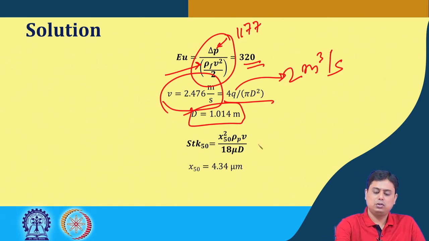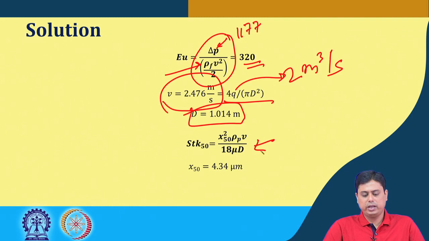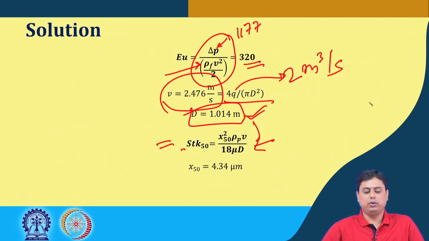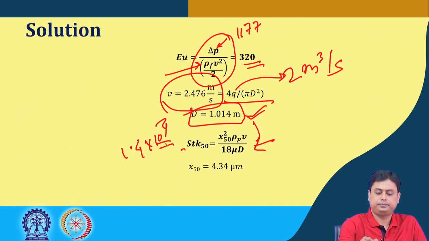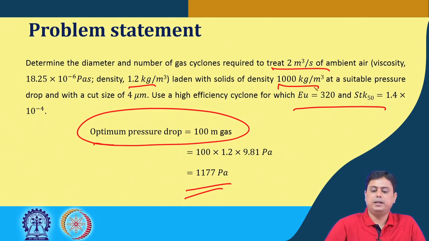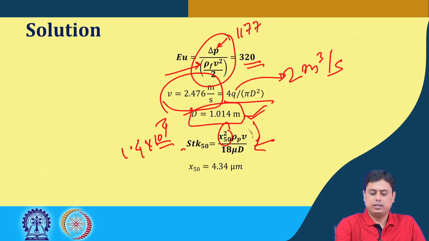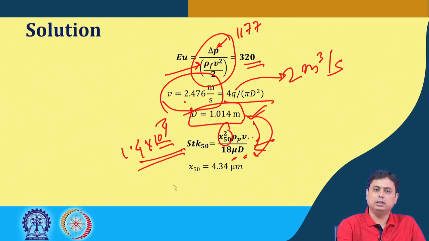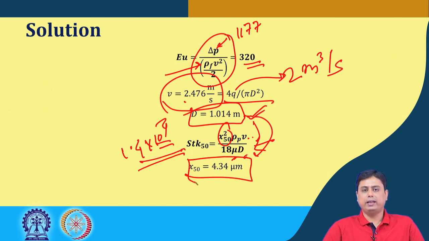Now, if we put that into the Stokes number definition, we can check what our cut size would be with this diameter. With this definition, where the Stokes number for that system is 1.4 into 10 to the power minus 4, we can find what x50 is in this system, because rho p is mentioned, which is 1000 kg per meter cube, the density of the particle. V is the characteristic velocity we have just calculated, mu is mentioned, and d we have just calculated. So, we find that for this Stokes number, the cut size is 4.34 micron.